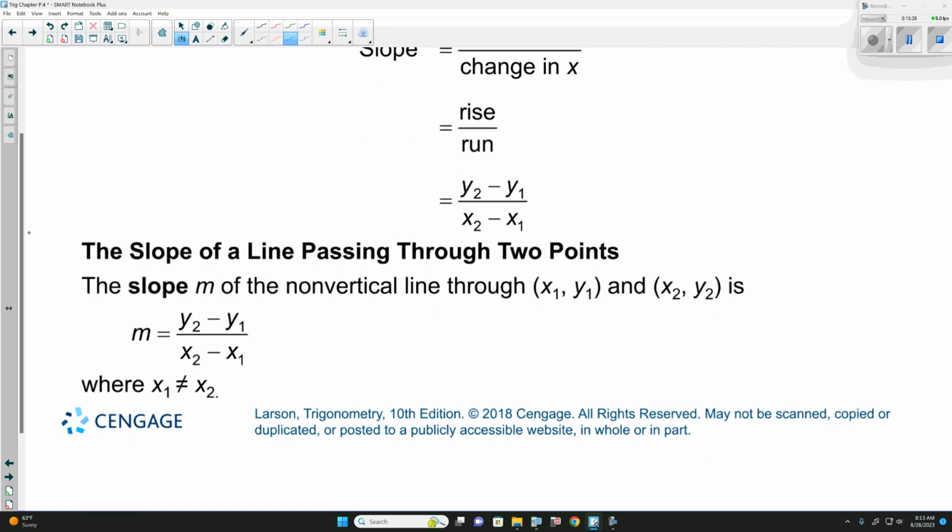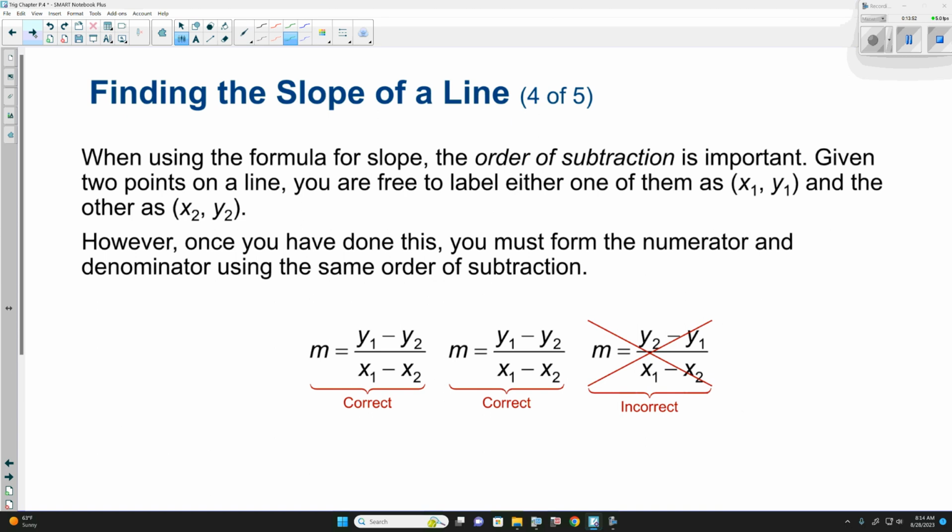We have this here where x1 is not equal to x2. All that's saying is that if we have 2 points, they don't make a straight line going up and down. It's not vertical. Because if it is vertical, the slope is undefined. There is no slope. Because if they're the same, the bottom of this fraction is 0, and we cannot divide by 0. So we have this here.